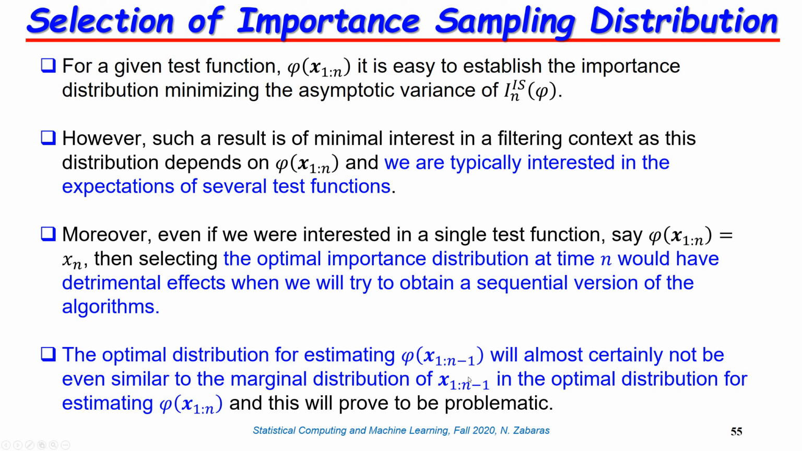And when I refer here to the marginal, I mean the marginal for the variables x1 to xn minus 1, where xn has been integrated out. If you compute the optimal importance sampling distribution at time n and integrate xn out, the distribution that you get will turn out to have nothing to do with the optimal importance sampling distribution at time n minus 1. And you can guess that that will be very problematic for our sequential modeling calculations that were referred to in this lecture.